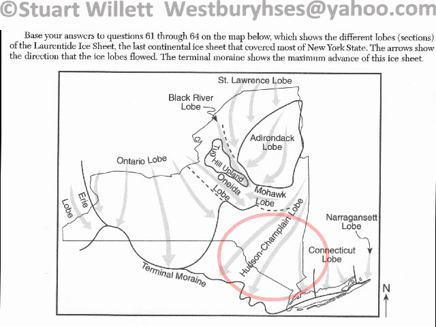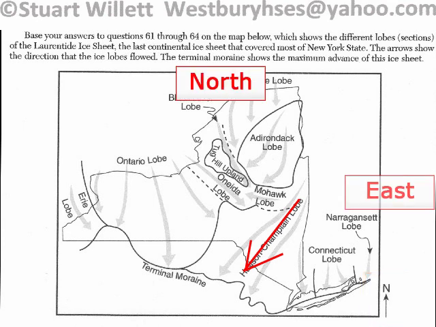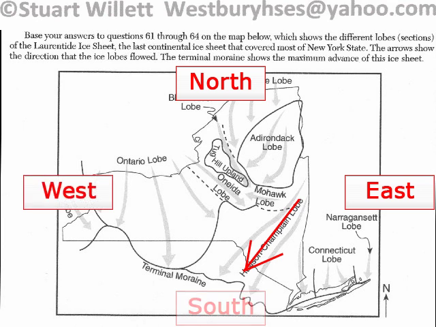The direction the ice was flowing is this direction. You see these arrows right here. And over on the right of the map, you see where it says north right here? This gives you the key. So up is north, to the right is east, to the left is west, to the bottom is south. So this is moving from the top right to the bottom left, or from northeast to southwest.